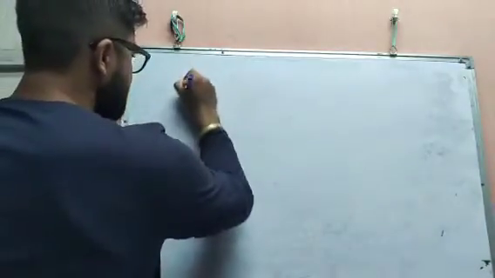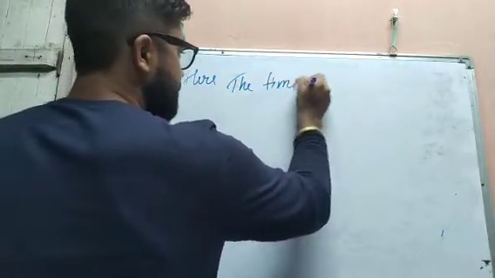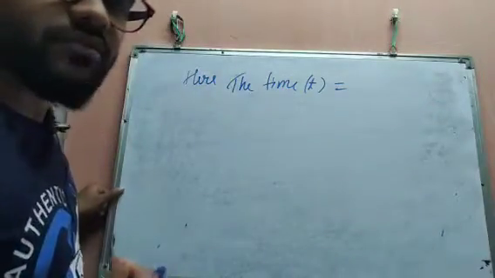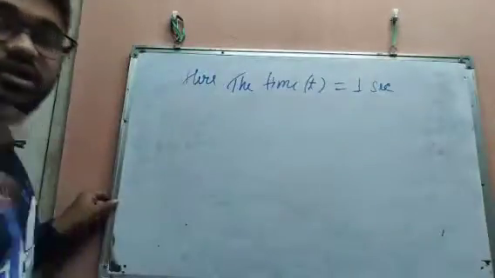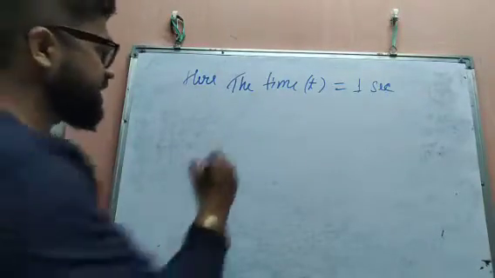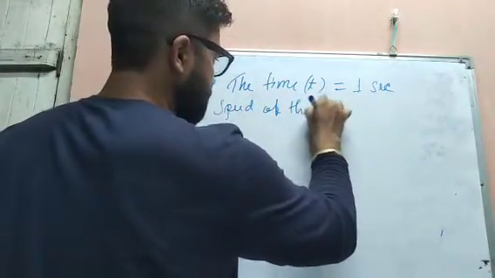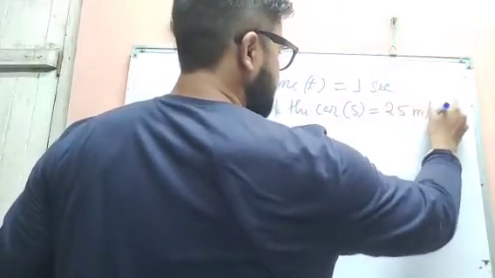We have to remember that the speed we got is 25 meter per second. Here the time is given, that means t equals 1 second. Just now we found the speed of that car, which is 25 meter per second. Therefore we have to use this speed of the car, s equal to 25 meter per second.